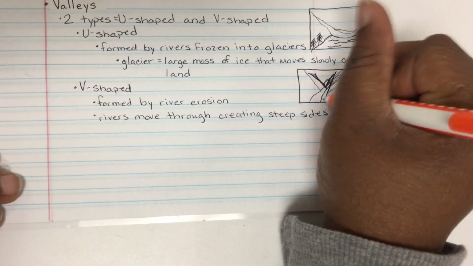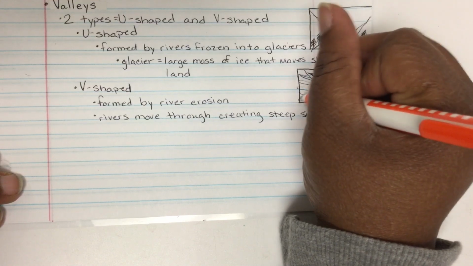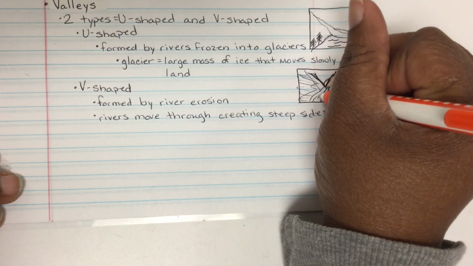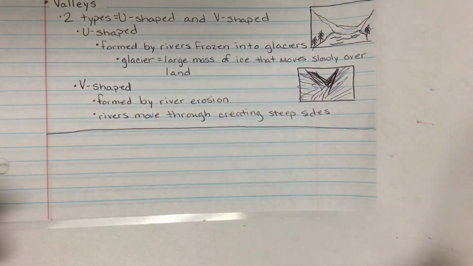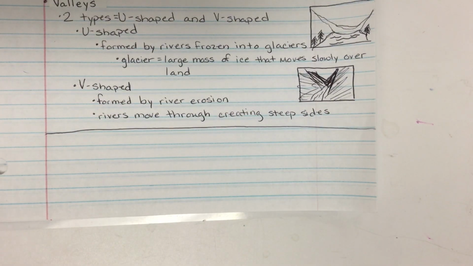So you might have your mountain over here, and in the middle you'll have that river running through. For your summary, I want you to tell me the difference between U-shaped and V-shaped valleys. How are they formed?